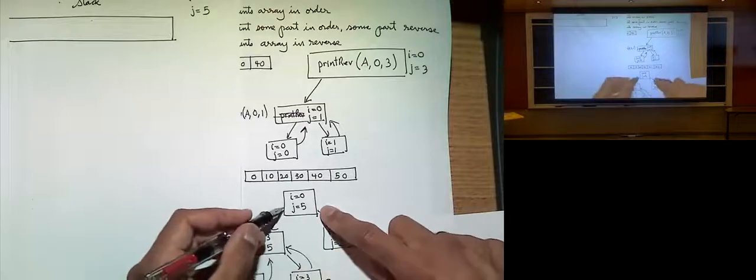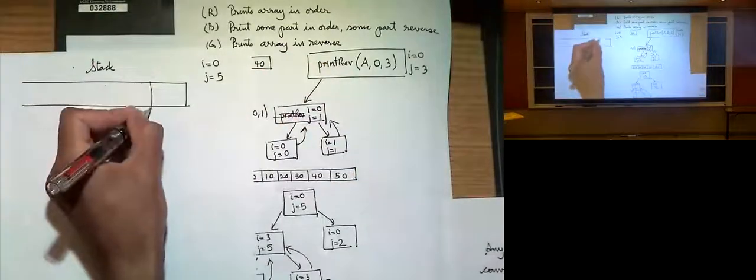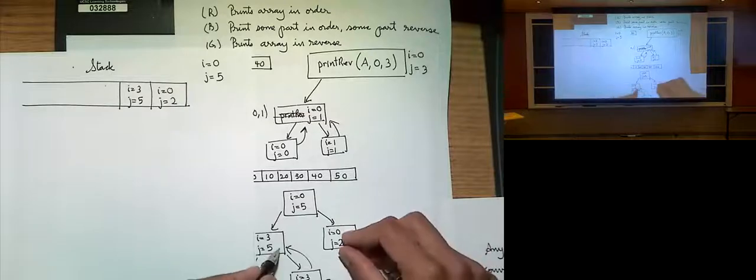Okay? So imagine that the first thing that you do is you push both of these onto the stack, just like these blocks onto the stack. Then every time you look at the top of the stack and push its calls onto the stack. And you keep doing this process. Okay, so let's see. I'm going to push i is equal to 0, j is equal to 2, and i is equal to 3, j is equal to 5. So I'm pushing these onto the stack.